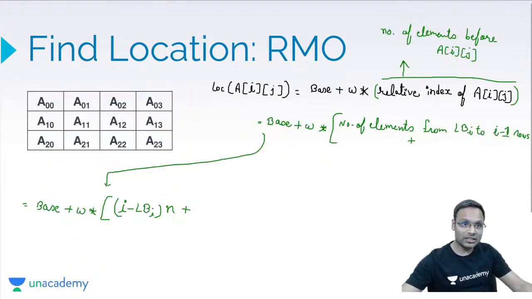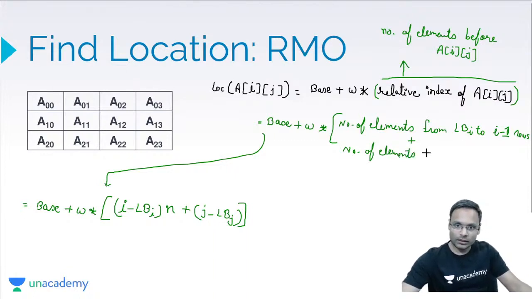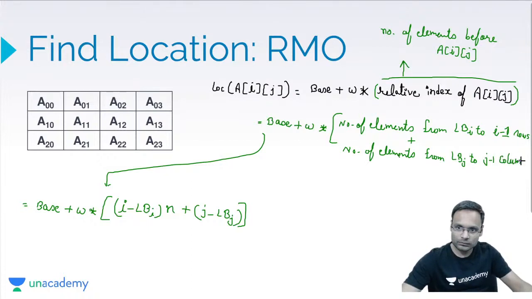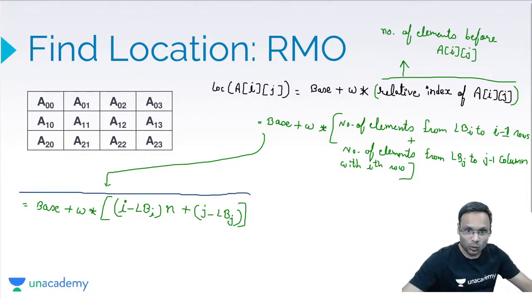Right. So what I will write here is plus how many number of elements? J minus lower bound of j. These many elements. Number of elements from lower bound of I to I minus 1 rows plus number of elements from lower bound of j to j minus 1 column within ith row. And this is the formula for location in the row major order.